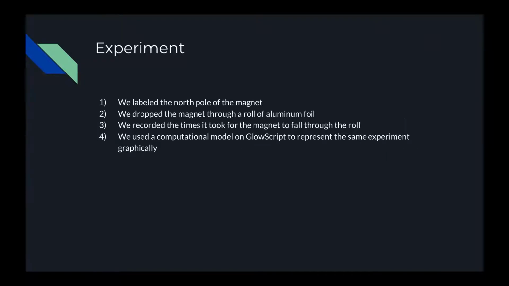In the experiment, we labeled the north pole of the magnet. We used a magnetometer to find that and then taped the north side. And then we dropped the magnet through a roll of aluminum foil. We recorded the times it took for the magnet to fall through the roll, and we then made a computational model on GlowScript to recreate the same experiment and find a calculated value to compare our experimental values to.